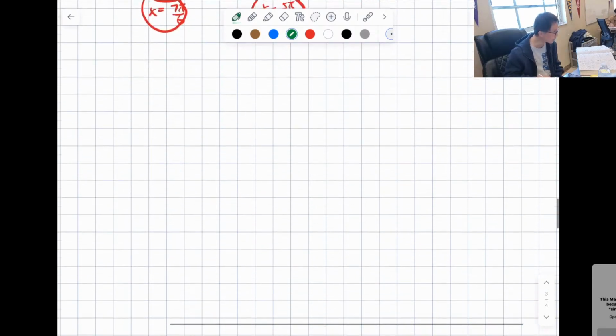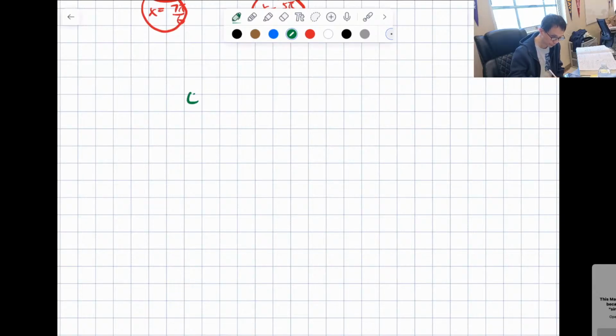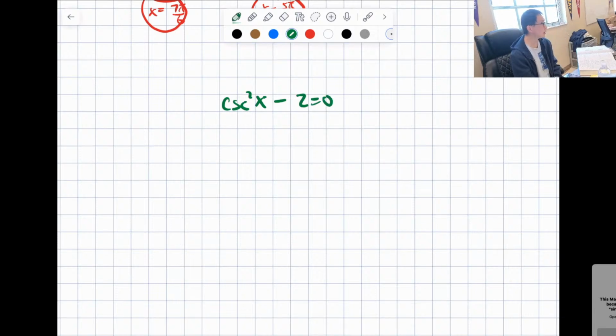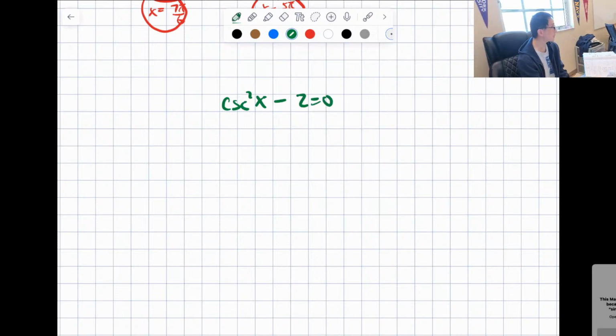Okay, so let's give you some more tricky ones. Cosecant squared of x minus 2.